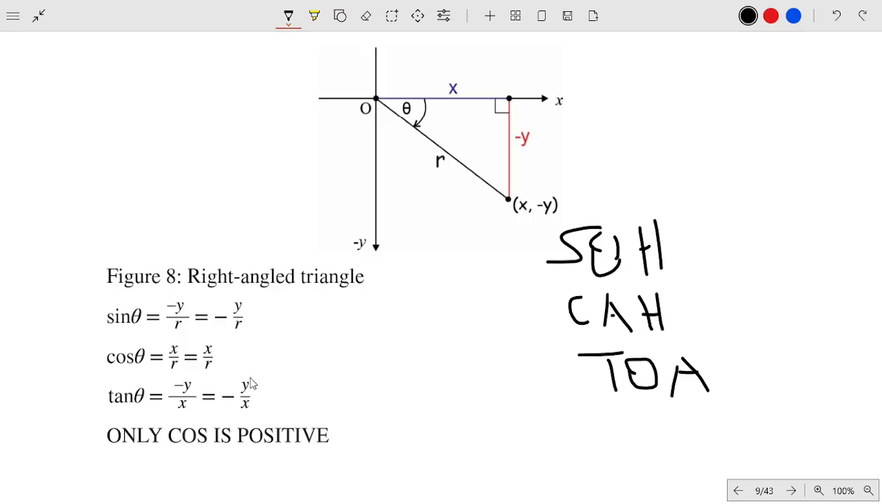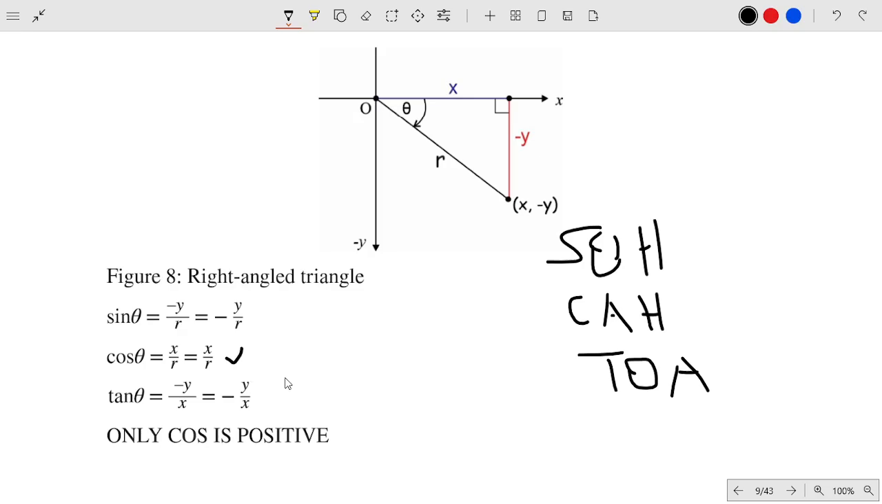Now let's go for cos, which is adjacent on the hypotenuse. Adjacent is x, and the hypotenuse is R. X here is at the positive side, so we have a positive value. So cos is positive in the fourth quadrant.